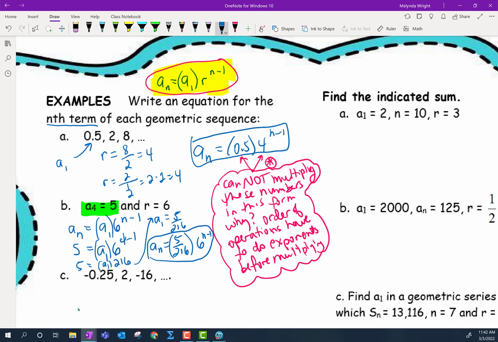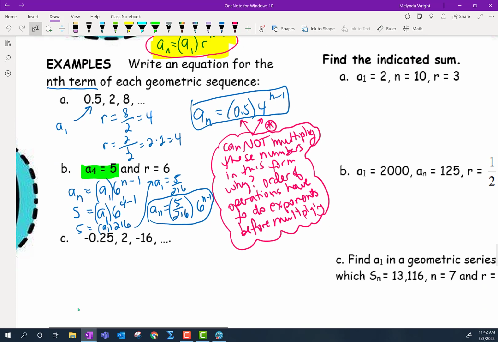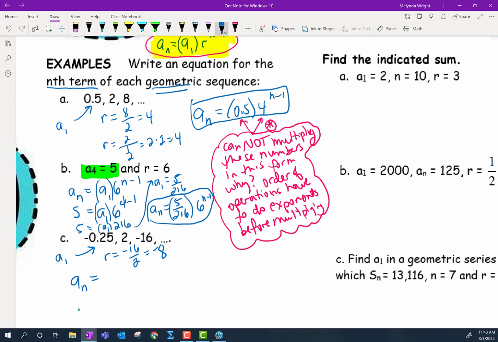All right, so let's take a look at one more. Let's see, do we have our first term? Yep, that's our first term. Can we figure our common ratio? Yes, I'm going to choose negative 16 divided by 2. Seems easier than the other one. Again, it doesn't matter. Since they've told us these are geometric, then you can pick any two consecutive terms to find r. So r is going to be negative 8. Oh, this is nice. So we just get to write the formula. So a sub n equals a sub 1, which is negative 0.25, times r, which is negative 8, raised to the n minus 1.